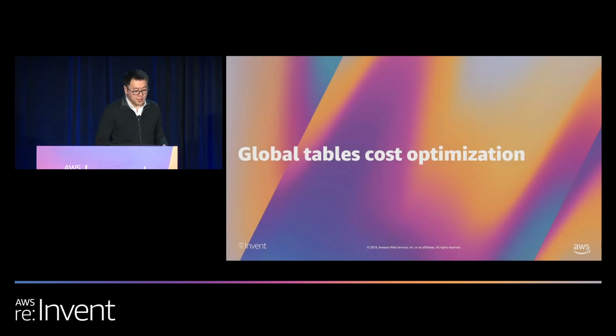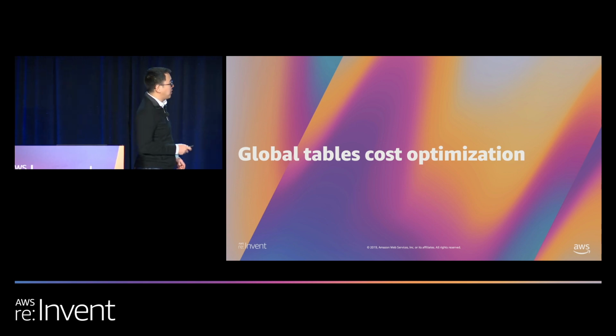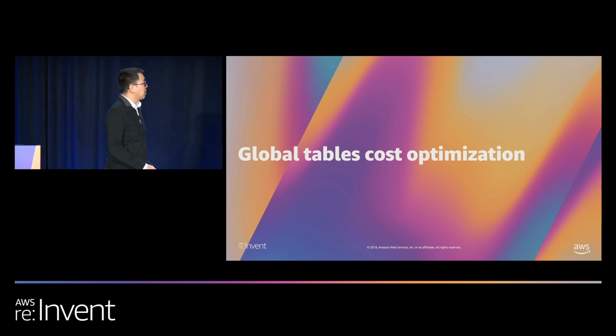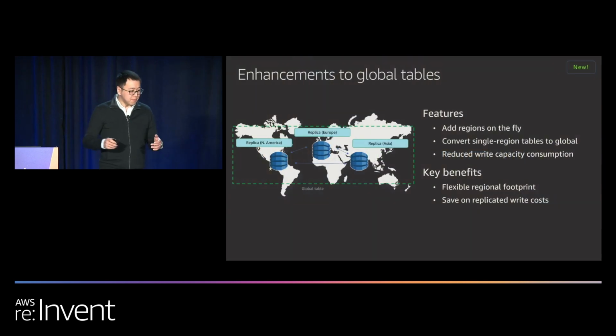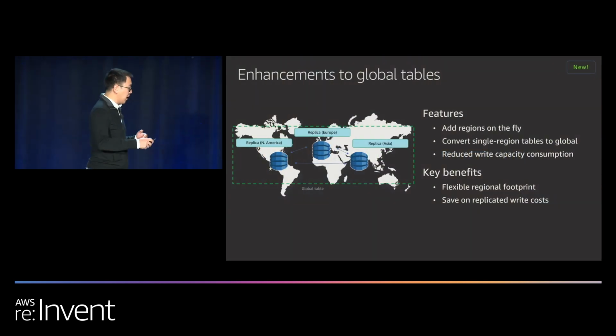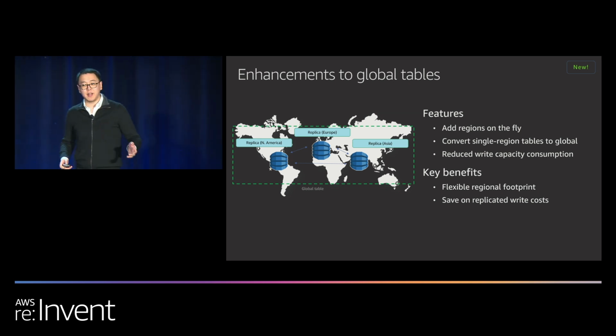Lastly, while we're on the topic of cost optimization, it's worth talking briefly about global tables cost optimization. If you're not familiar, global tables is DynamoDB's essentially built-in multi-region replication capability. It lets you create replicas of a table in any number of regions, and it's a multi-master system. You can do a write in region A, it'll be replicated to region B. You can do a write in region B, it'll be replicated to region A.